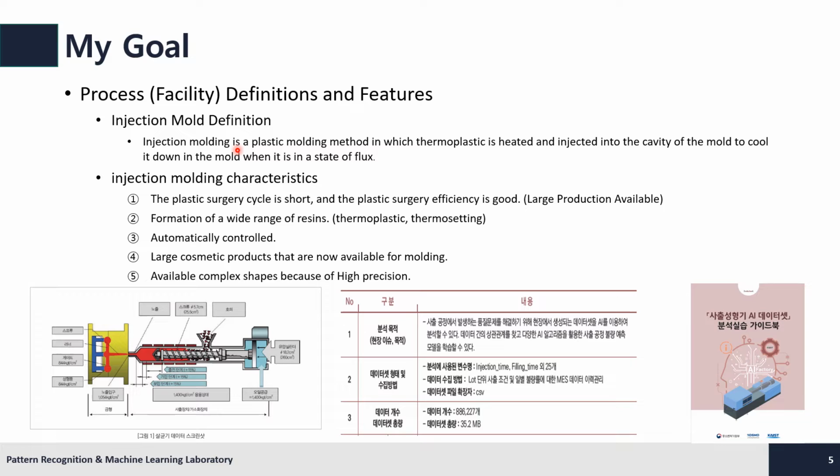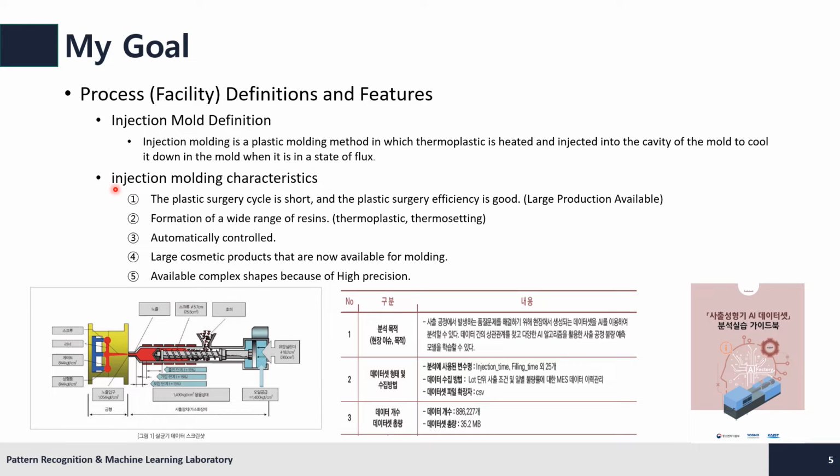The data are injection molding machine datasets and are defined by the following features and characteristics. The definition of this dataset is as follows. Injection molding is a plastic molding method in which thermoplastic is heated and injected into the cavity of the mold to cool it down in the mold when it is in a state of flux.